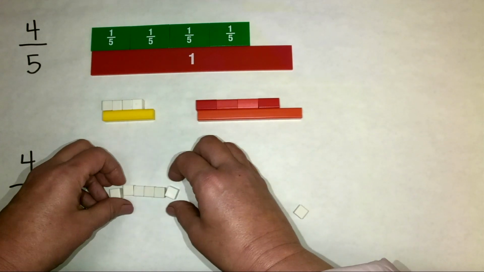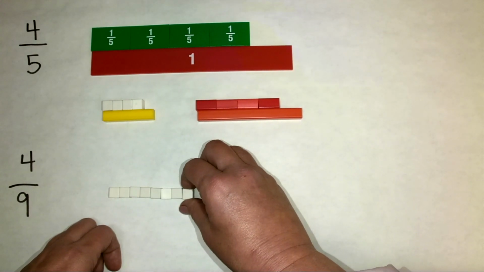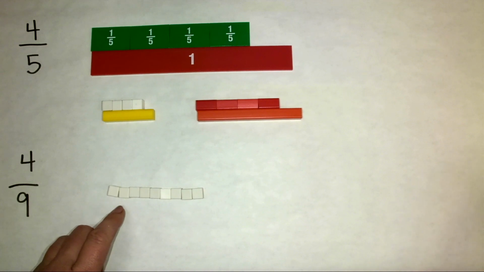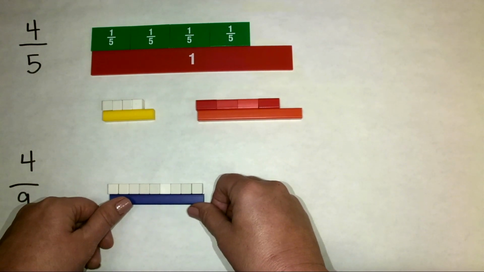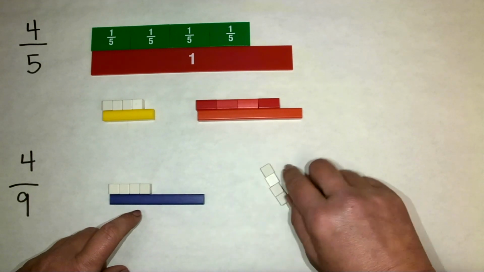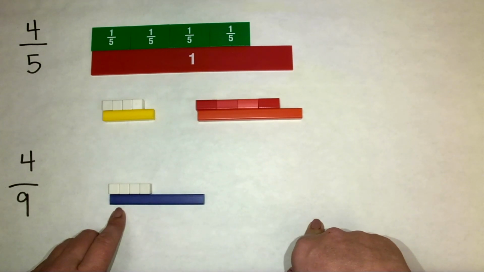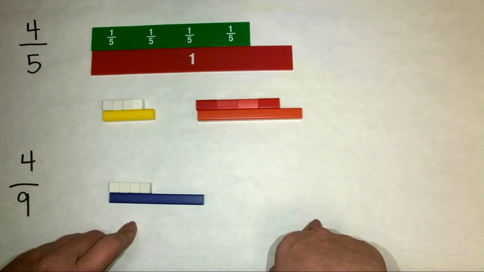So what do I want to do? Well, I want to make a length with these white rods, or white, you can call them cubes. 1, 2, 3, 4, 5, 6, 7, 8, 9. I want to show that that's equivalent to this blue rod here. And then I'm going to show 1, 2, 3, 4 of those. I'll move those to the side there. So there I very easily showed the fraction 4/9.